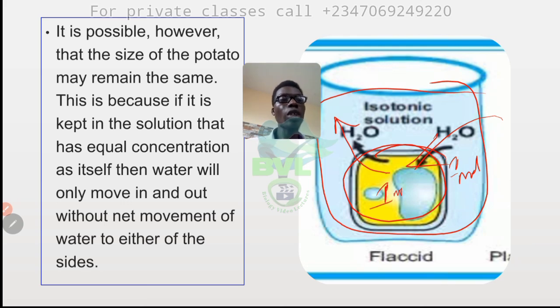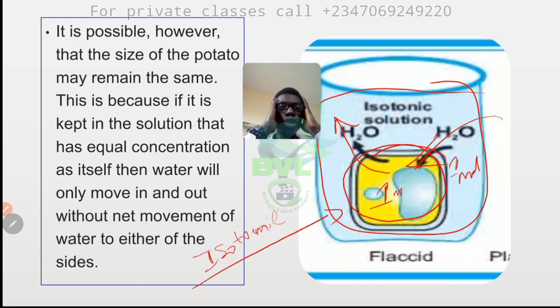So in such a case, we say this solution is isotonic. Isotonic means that the amount of tonicity, which means solute, is the same both inside and outside. Hope that is noted.